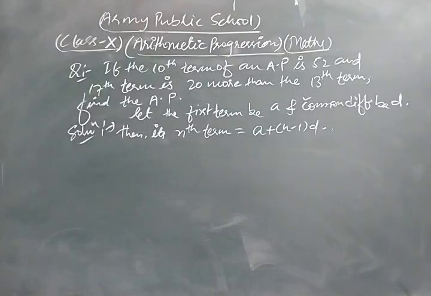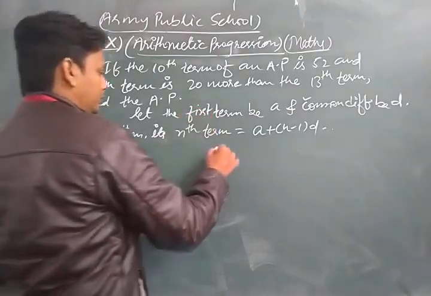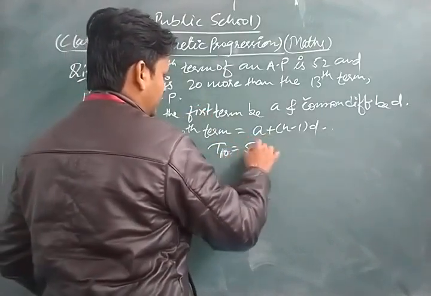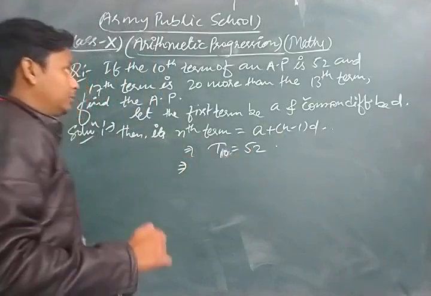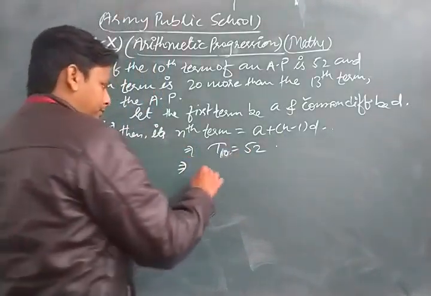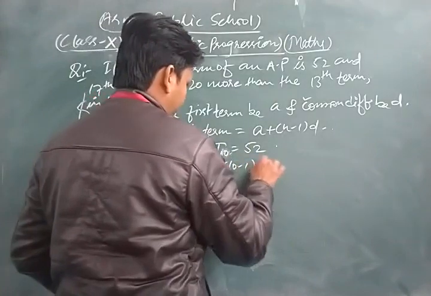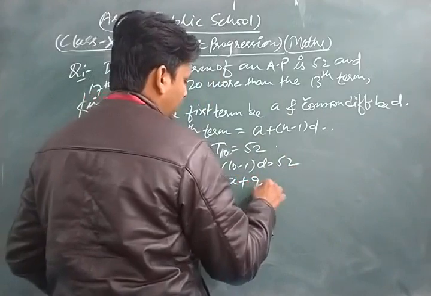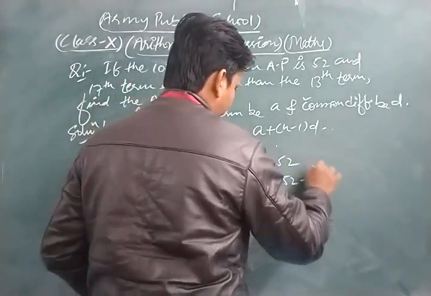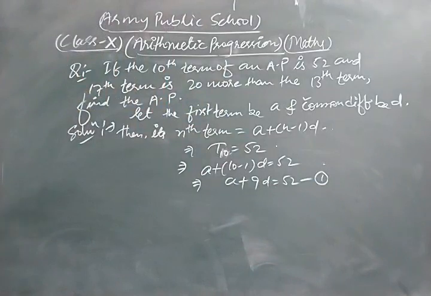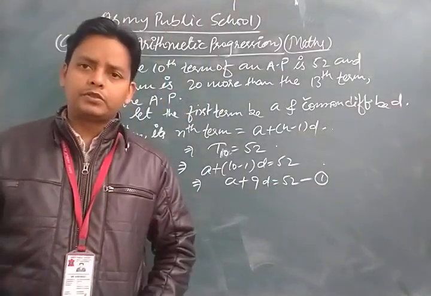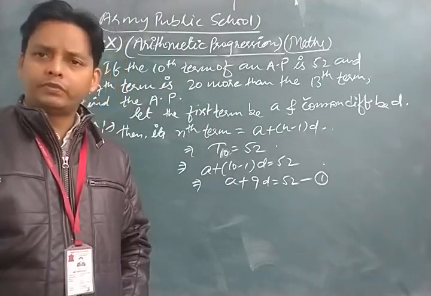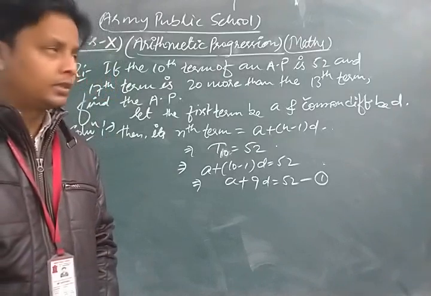Now look, the 10th term of the AP is 52, meaning T10 is equal to 52. That is, the 10th term is A plus (10 minus 1) into D, which is equal to 52. So we form equation 1.